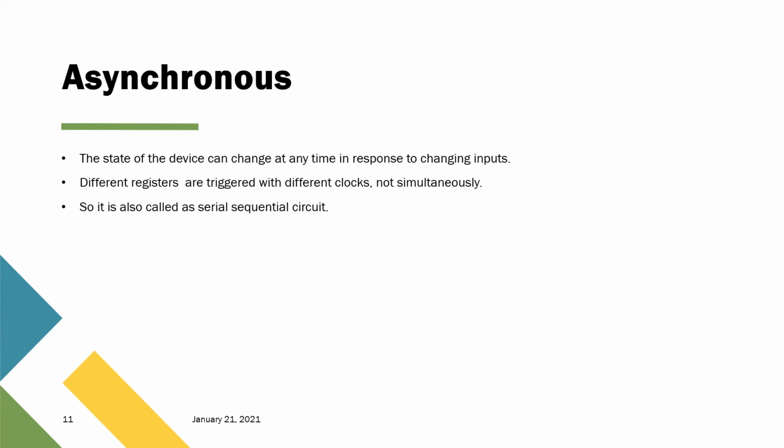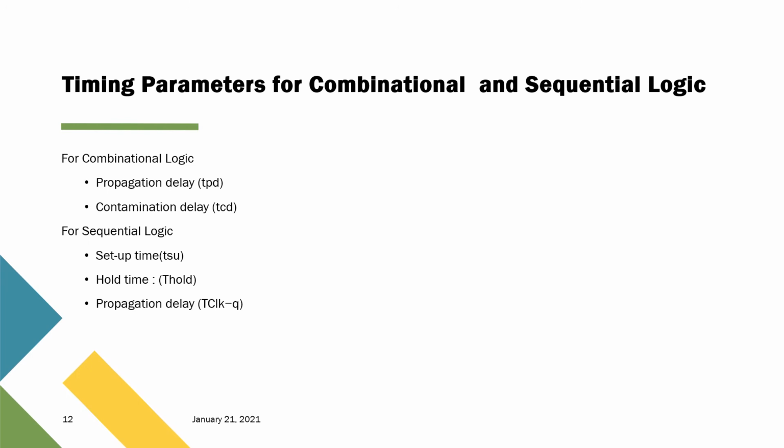The state of the device in an asynchronous circuit changes at any time in response to changing inputs. Different registers are triggered with different clocks, not simultaneously. So they are called serial sequential circuits. The timing parameters for combinational and sequential logic are given below. For a combinational logic, we have propagation delay and contamination delay. For sequential circuits, the timing parameters are setup time, hold time, and propagation delay.